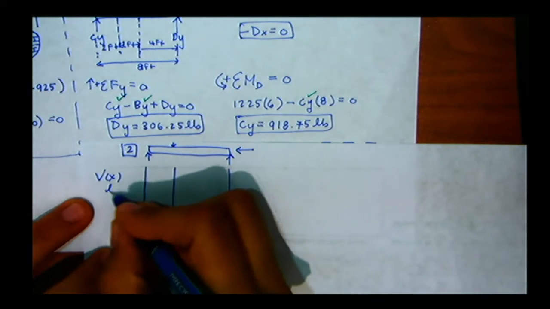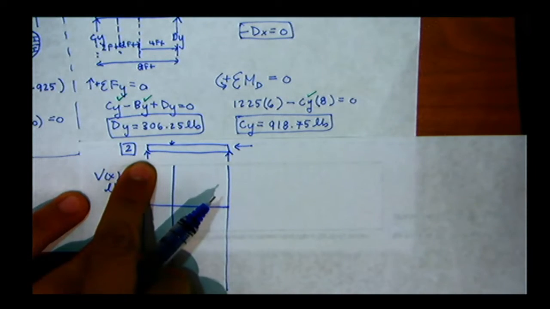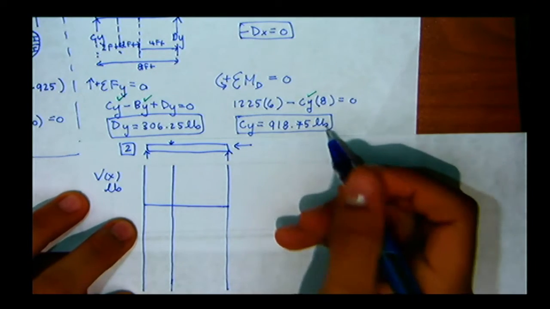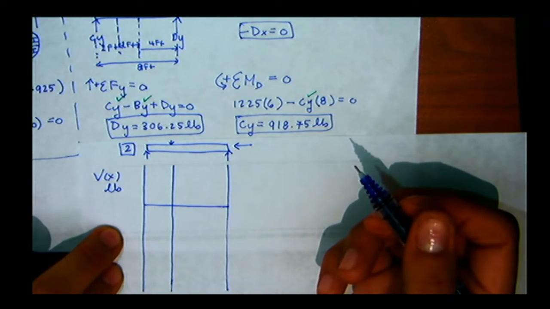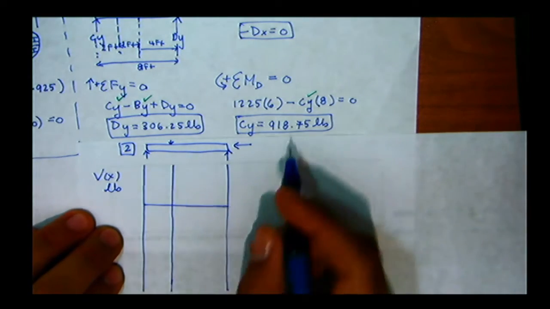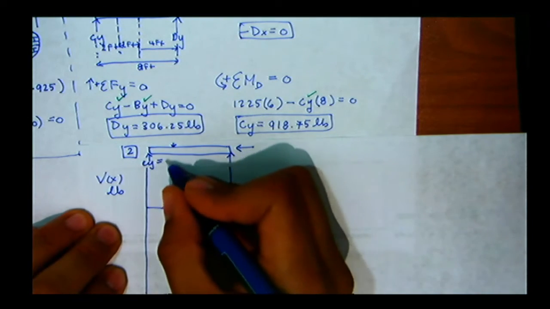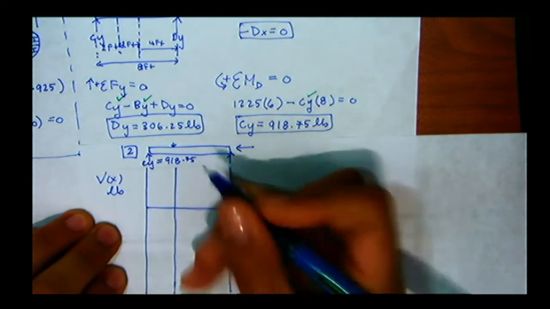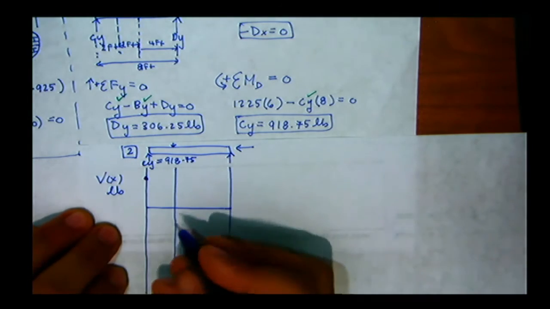Okay. So we know, what do I have right here? CY is 918.75. So what does that tell you for shear? This is CY, right? Equal to 918.75. Possibly that it starts there? Yes? Okay. 19.75.